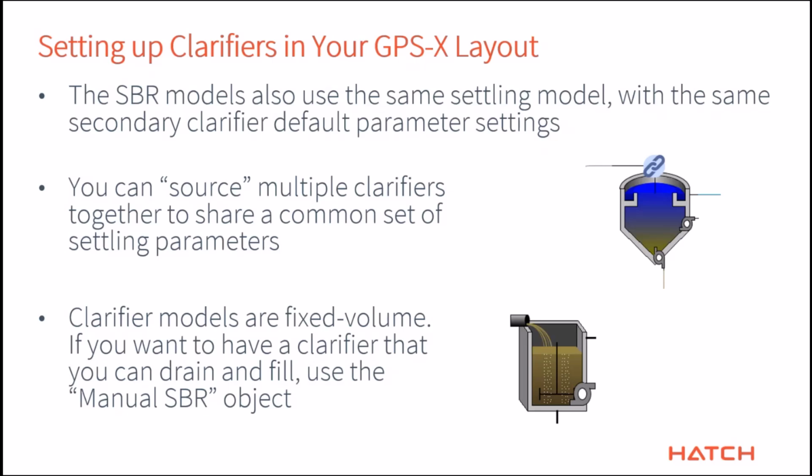One other thing you can do is source multiple clarifiers together and have them share one common set of settling parameters. Sourcing is a feature we don't talk about a great deal in GPS-X, but it is very handy. If you have multiple objects on your drawing board and you want them all to share one common set of parameters, for example the biological parameters in the bioreactors, or the same settling parameters in several clarifiers, you can link them all together with this little chain symbol, and only one of them will actually show the settling parameter menu. And then when you do that, it will link them all together. I'm going to show you an example of that in a moment.